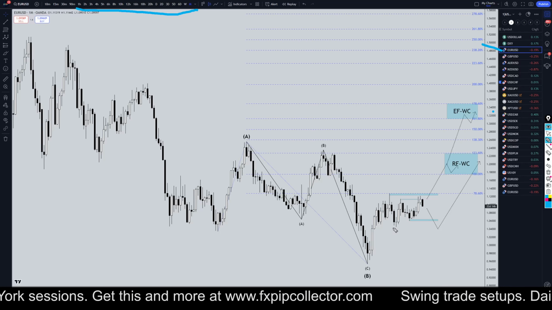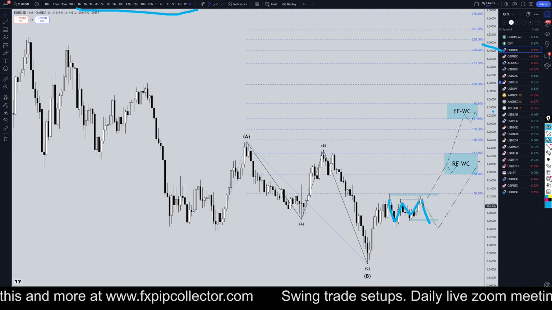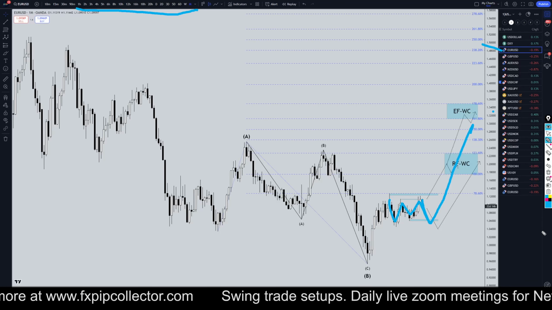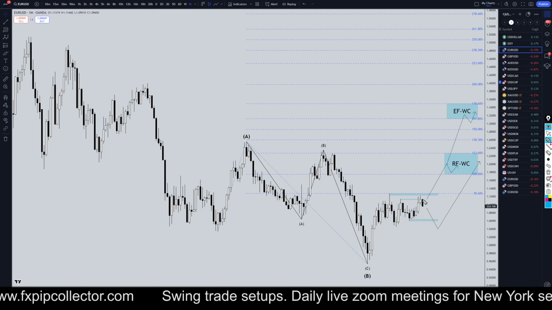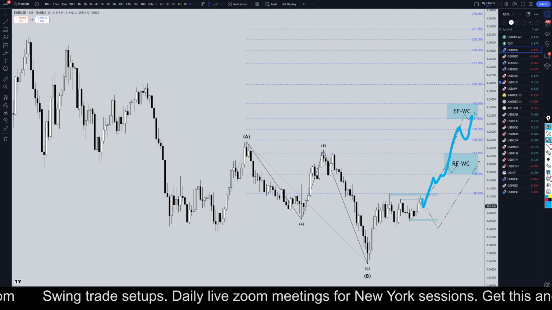So anyways, on the euro dollar, it is definitely possible that we are going down to make a wave C right now, like an A, B, C, before it really does go up. We're going to have to keep an eye on it because it definitely could still just be a pullback within an uptrend, and it still could end up going up like that.